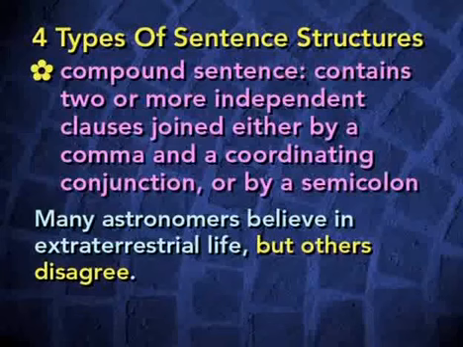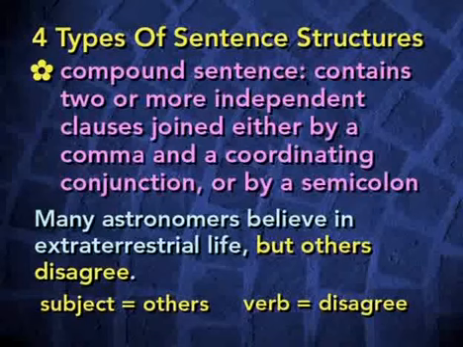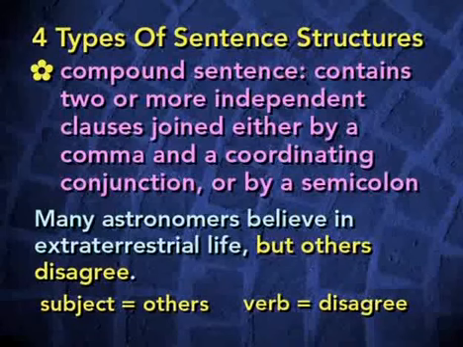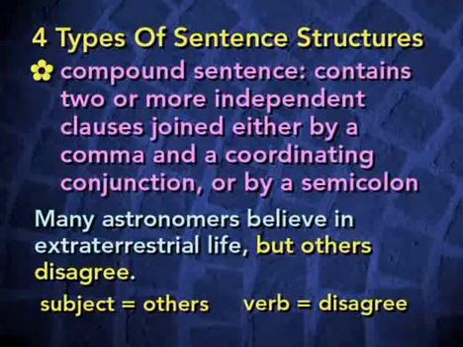Then we have the clause, but others disagree. That could also stand alone as a sentence. It contains the subject, others, and the verb, disagree, and the word but tells you that there's a contrast to the preceding idea. Nonetheless, it could stand alone as a sentence. It's perfectly all right to begin a sentence with a word like but or and. In any case, this is another independent clause. So this could have been set up as two separate sentences. But because the ideas are closely connected, the writer wanted to link them.